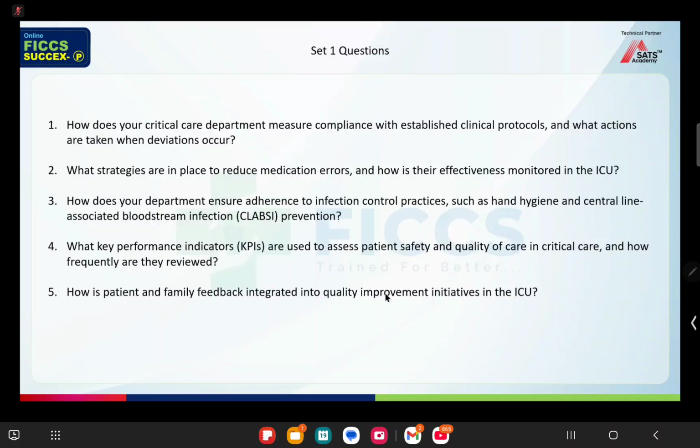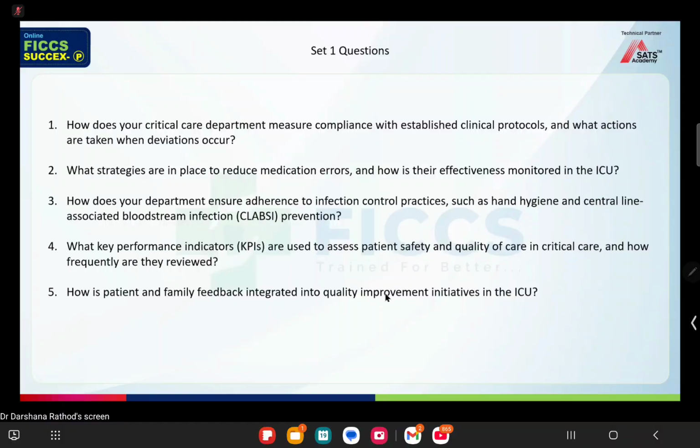For central line associated CLABSI prevention, very simple. You need to just say that you need to ensure that the bundle is followed. The bundle has components of before insertion and after insertion. So before insertion is the insertion bundle, and secondly is the maintenance bundle.